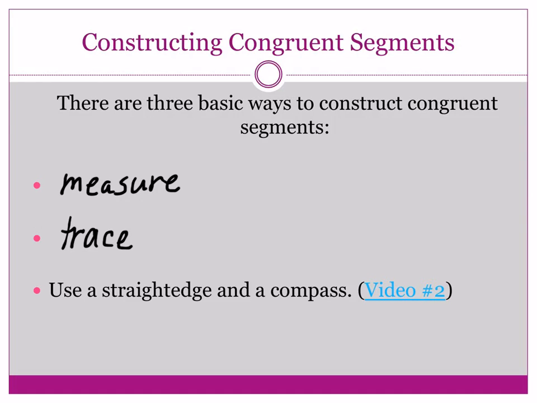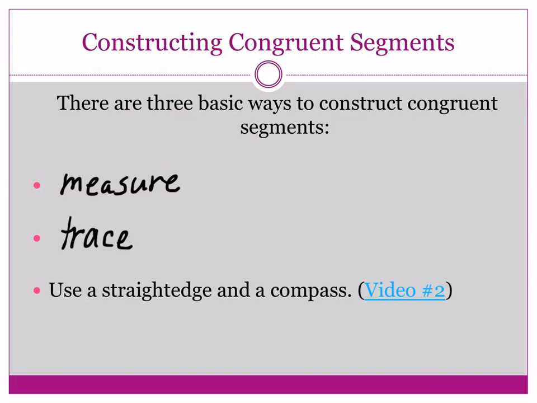Okay. We're going to use a compass and a straight edge to do it. Measuring and tracing have a little bit of error involved in them. The compass and the straight edge actually allow us to do it exactly, without knowing the exact length, without having to superimpose one object on top of another one. Okay? So I'm going to pause this again, and if you were coming back to look at this later, that's the video 2 link that you'd be clicking on.